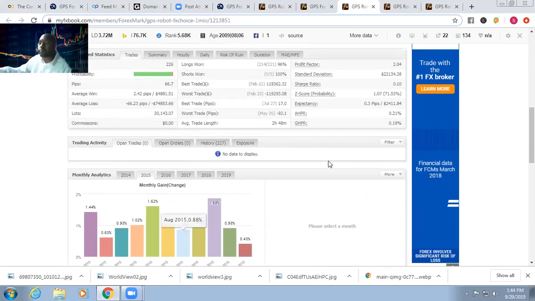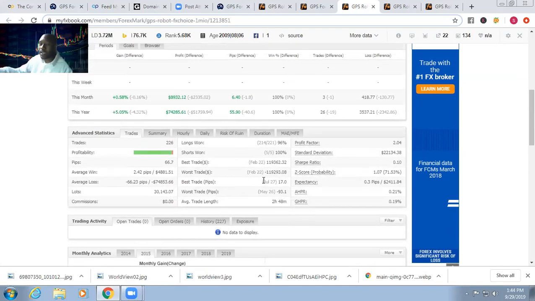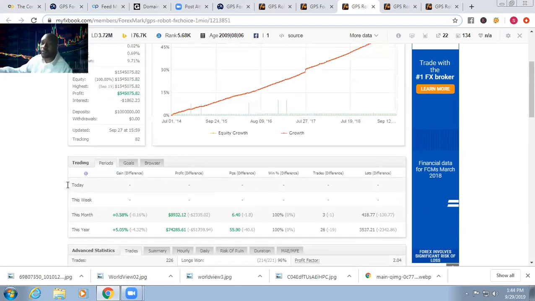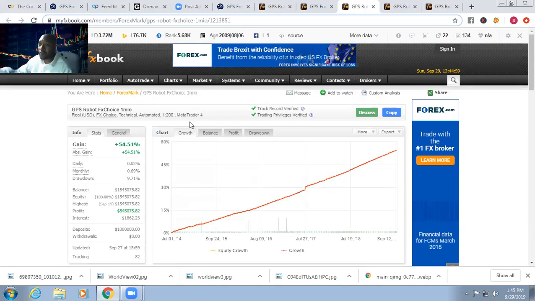So once again, properly using your robots would allow you to do so many things that traditional Forex traders can't do. Okay, guys, and once again, I'm going to breeze through this because I'm not going to take up too much of your time, because this is self-explanatory. I mean, it's dead smack in your face, and it's obvious.